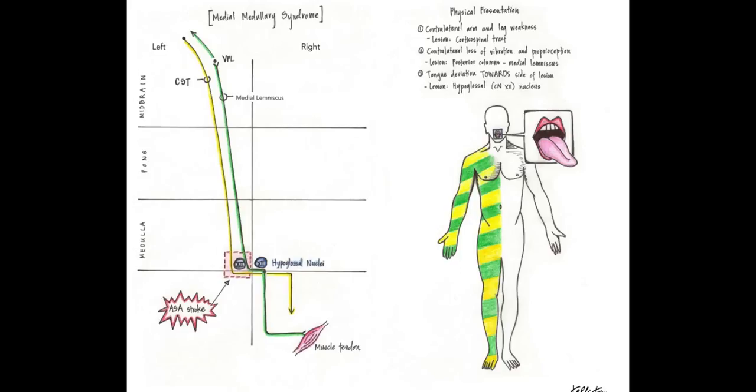I find it most helpful to remember that the tongue points away from the hemiplegia. You could say the tongue points toward the lesion, but more practically, when you're seeing someone in the emergency room, you don't know where the lesion is yet. And so seeing the tongue point away from the hemiplegia tells you that the lesion has to be in the medial medulla.